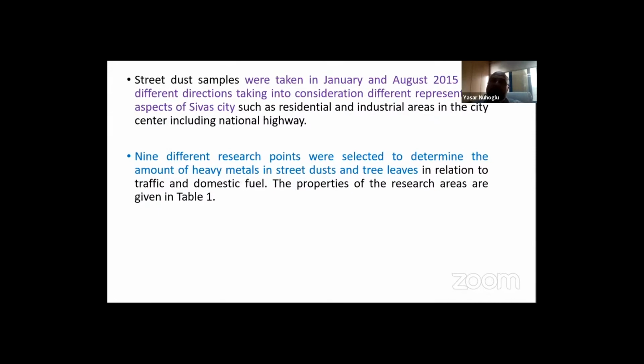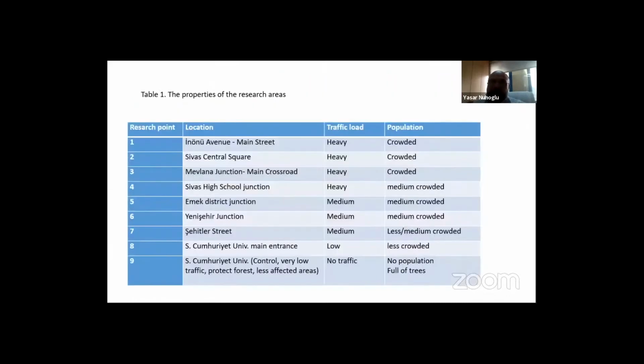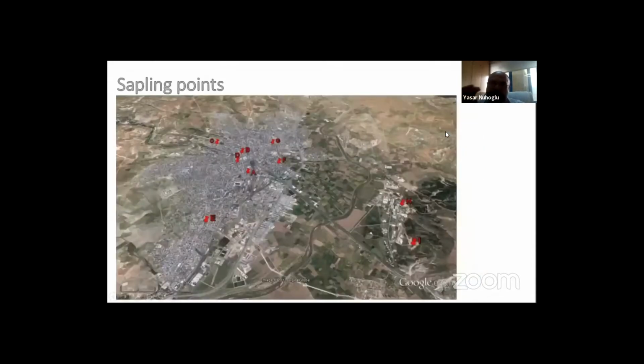Street dust samples were taken in January and August 2016. Nine different research points were selected in Sivas city to determine the amount of heavy metals in street dust and tree leaves. The properties of the research areas are below. Research point 1, İnönü Avenue, heavy traffic, crowded population. Research point 3, Mevlana Junction, heavy traffic, crowded population. And the control research point, Cumhuriyet University campus. Sample points.